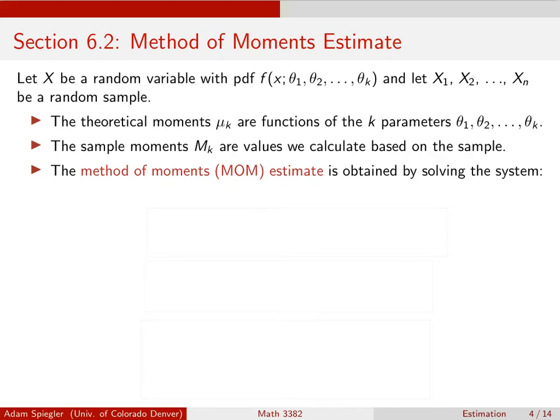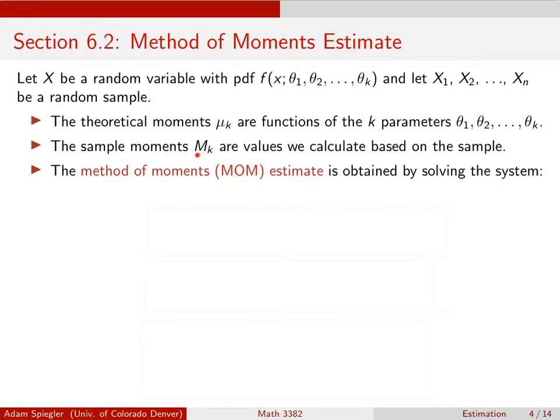Okay, so section 6.2 covers method of moments estimation. The context is we've got a random variable, and we know its PDF. That PDF depends on k different parameters, theta 1 up to theta k. What we saw in the previous video is that when we calculate the theoretical moments by doing some integration or maybe some summations, those are going to be functions of the parameters theta 1 up to theta k. When we calculate the sample moments, we actually have values x1 up to xn.